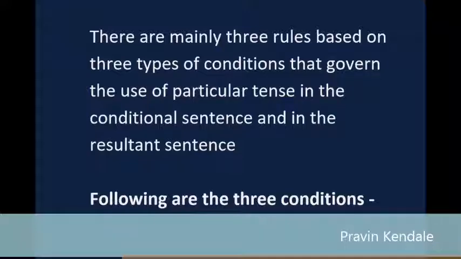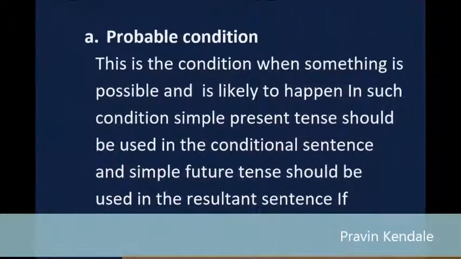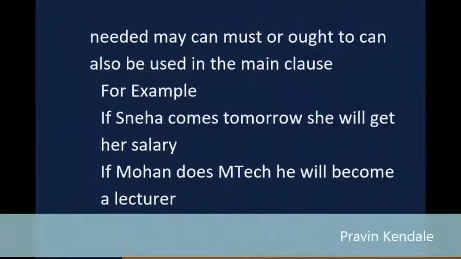A. Probable condition. This is the condition when something is possible and is likely to happen. In such condition, simple present tense should be used in the conditional sentence and simple future tense should be used in the resultant sentence if needed. May, can, must or ought to can also be used in the main clause. For example, if Sneha comes tomorrow, she will get her salary. If Mohan does M.Tech, he will become a lecturer.